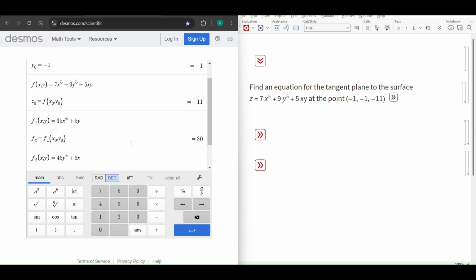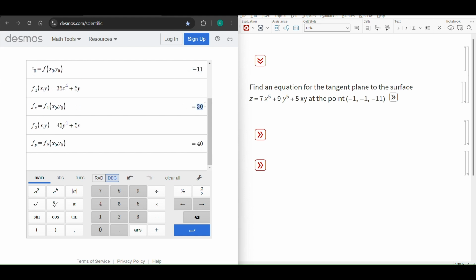So at this point, we have our z component of the initial point, the partial derivative with respect to x, and the partial derivative with respect to y. You could write out the answer if you wanted to. It equals z naught, which in this case is -11, plus 30 times x minus -1, which just becomes x plus 1, plus 40 times y minus -1, which becomes, excuse me, y plus 1. And here you have your answer. This is the correct answer you could write down and get full points for.